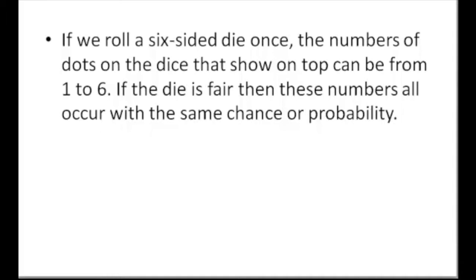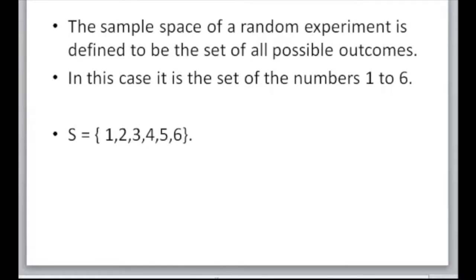We now give an example of rolling one die. If we roll a six-sided die once, the number of dots on the die that show up on top can be from 1 to 6. If the die is fair, then these numbers all occur with the same chance or probability. The sample space of a random experiment is defined to be the set of all possible outcomes. In this case, it is the set of numbers 1 to 6. We write this as S is the set of 1, 2, 3, 4, 5, 6.